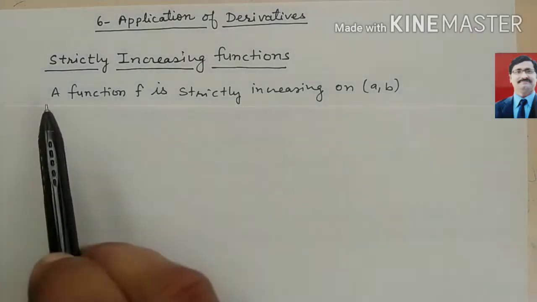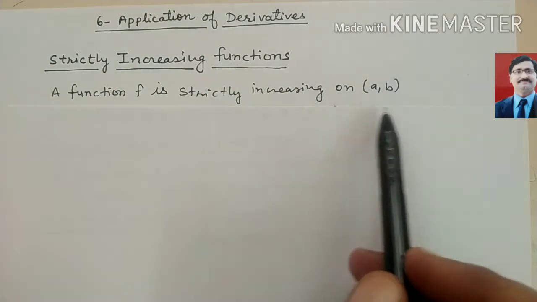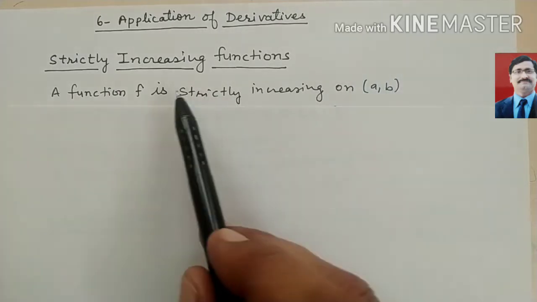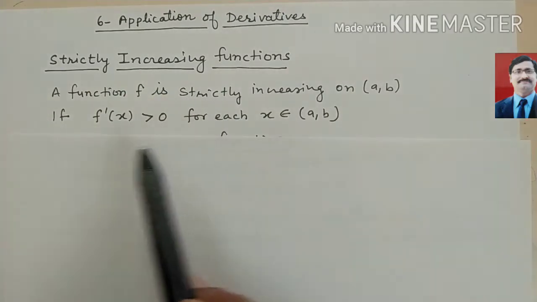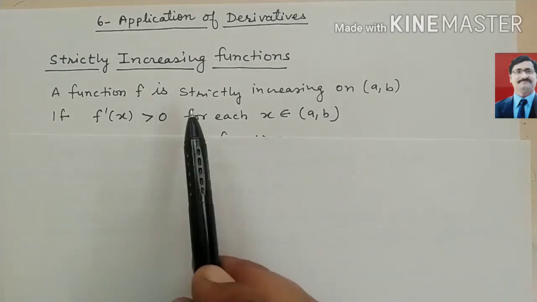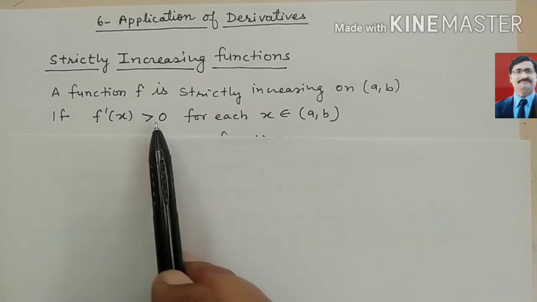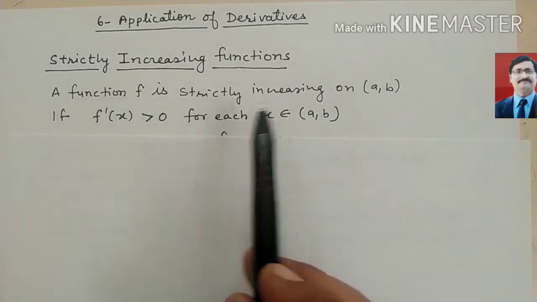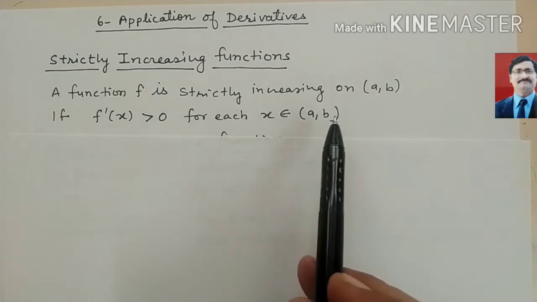Look here, if a function f is strictly increasing on the open interval (a, b), for that you will take the differential of f. The differential of f will be f dash. So look here, if f dash x is greater than 0 for each x belonging to (a, b), then this function is called an increasing function. Means f dash x will be greater than 0 for all values of x.